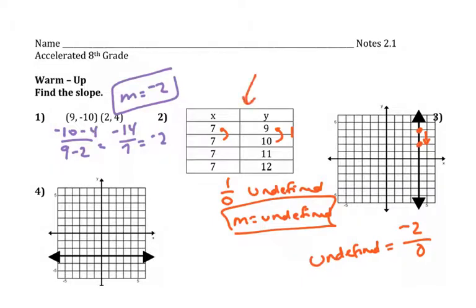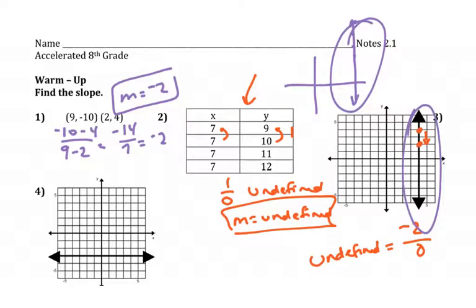Looking back at number 2, if you were to graph those ordered pairs, if you went to 7, 9, and then 7, 10, and then 7, 11, and 7, 12, that's going to make a vertical line also. So that looks like number 3. So anytime you have a vertical line, that is an undefined slope.